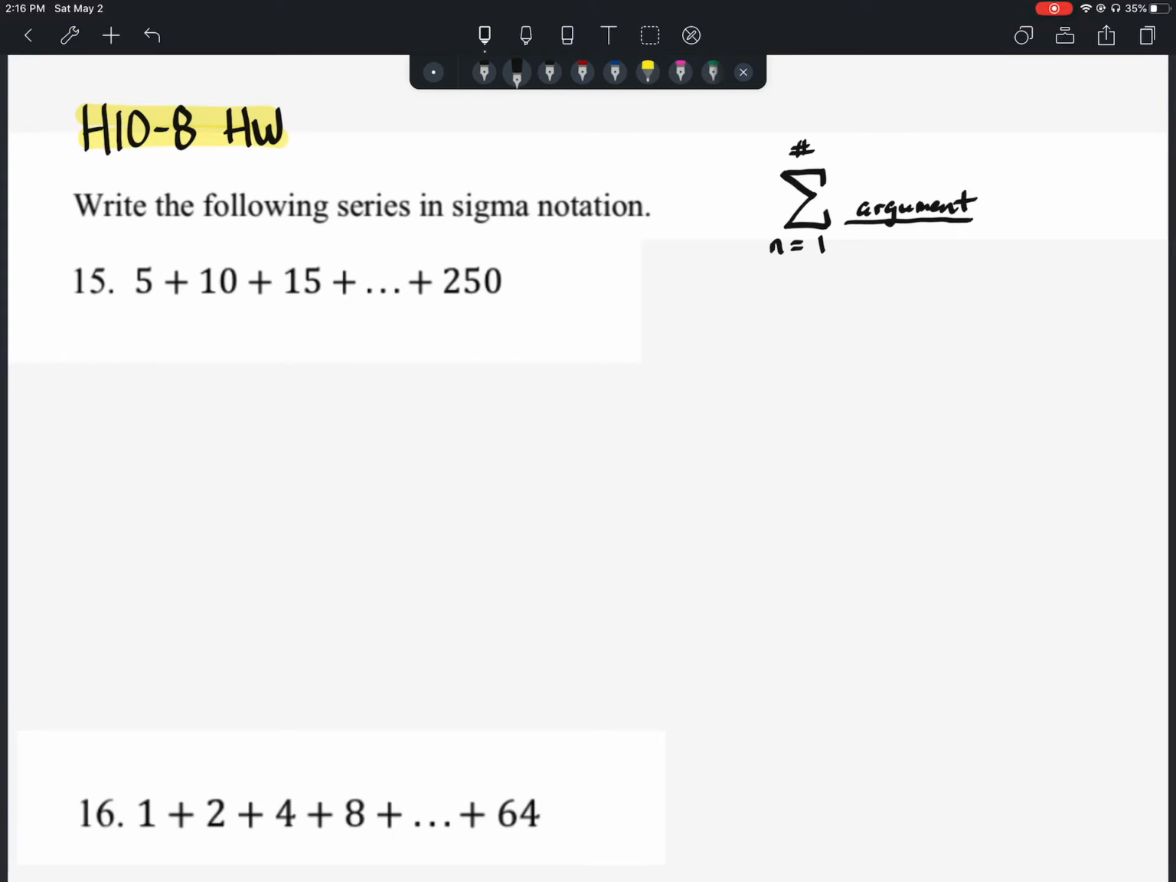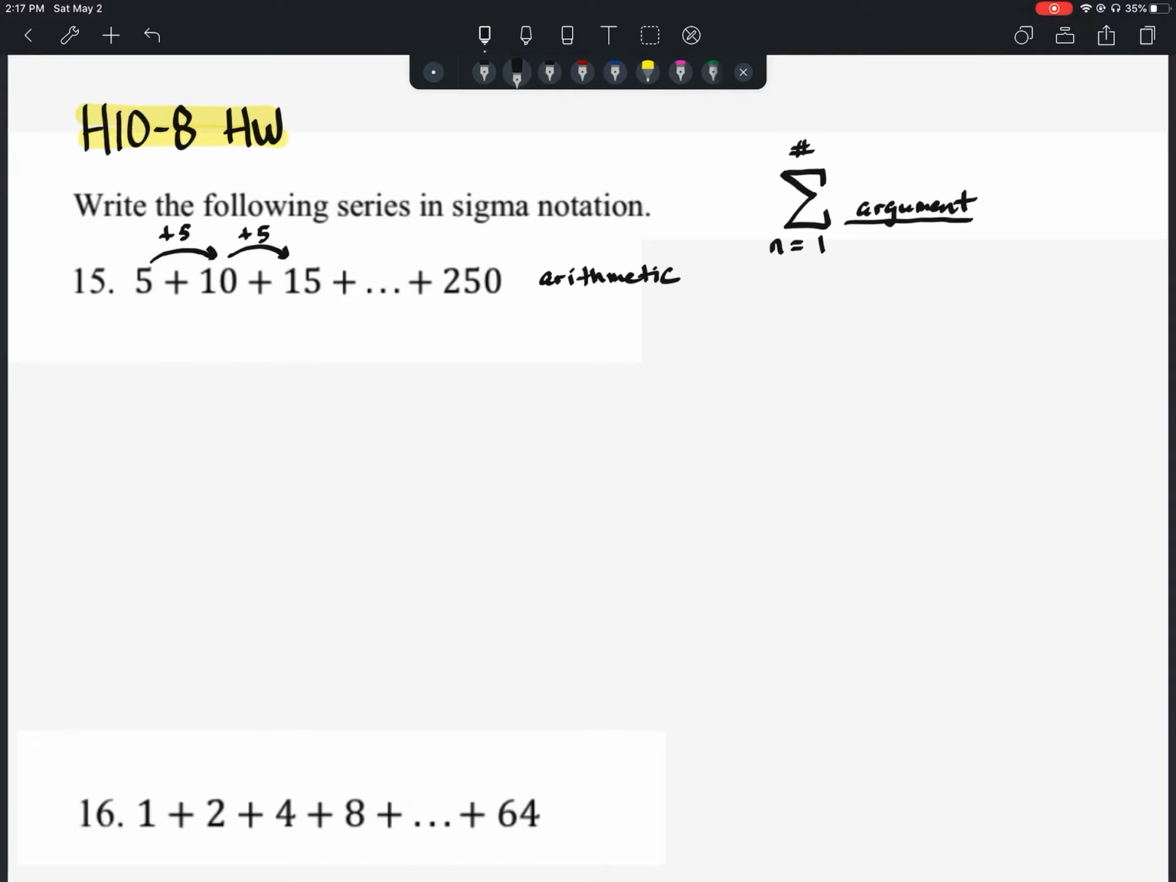So what we need to end up doing here is figure out the number of terms in this series, and we need to figure out what kind of series it is so we can get our argument. So as we look at it here, it looks like we're adding 5 each time. So we know that this is arithmetic. So we have a general idea of what that argument will look like.